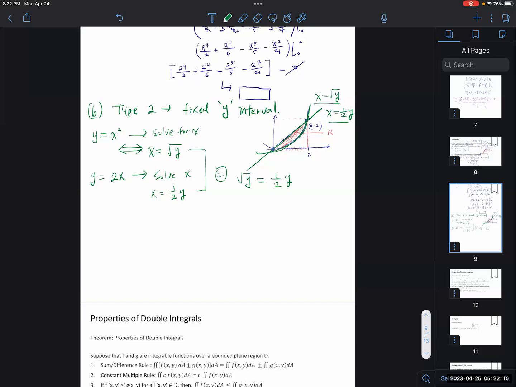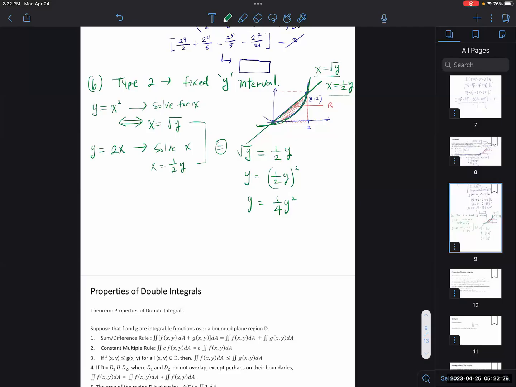Now I'm going to square both sides. So y equals 1 over 2y squared, so y equals 1 over 4y squared. Are we okay? Okay, now let's solve for y. I'm just going to multiply both sides by 4, and then y squared minus 4y equal to 0. So what happened? We got everything here: y times y minus 4 equal to 0. So y equal to 0, y equal to 4. This is the fixed interval for y. We got it.